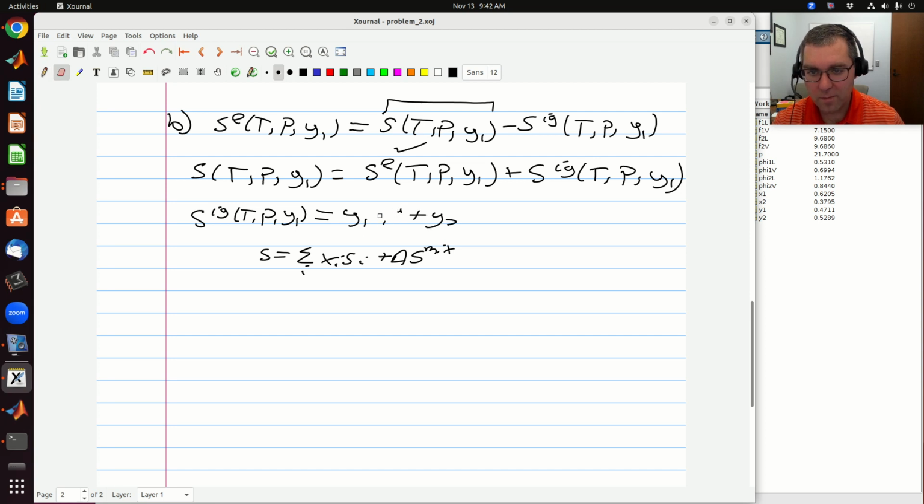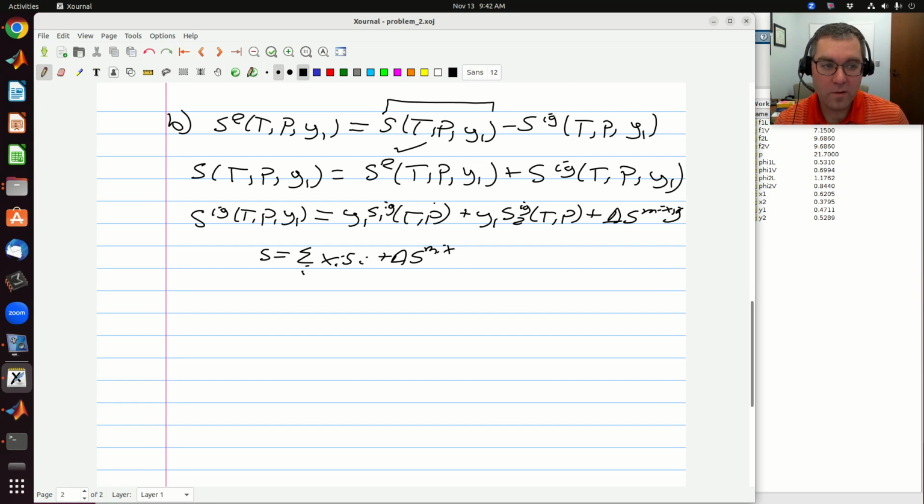Oh, and let me write functional dependence because we're going to have to cancel some terms. This could be Y1 S1, and this is pure component, at the same T and P, plus Y2 S2 ideal gas at the same T and P, plus delta S of mixing. I'm just going to write delta S of mixing for now for the case of an ideal gas. In writing this, first, we're taking our reference state to be ideal gases at that same temperature and pressure. So what that means is we're taking S1 ideal gas and S2 ideal gas at T and P to both be 0. Cool.